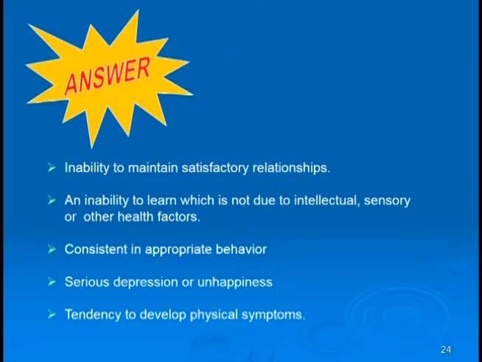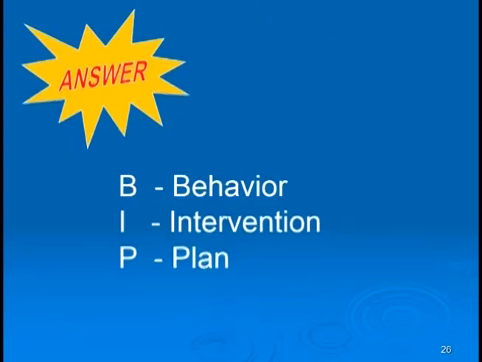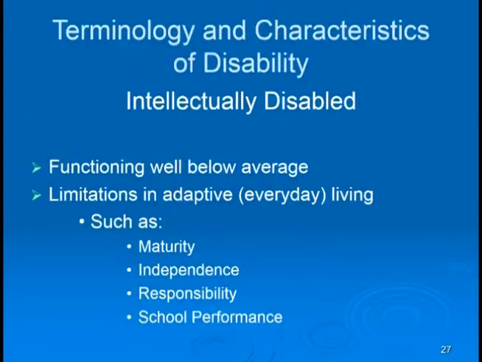Answer includes inability to maintain satisfactory relationships, an inability to learn, which is not due to intellectual, sensory, or other health factors. They are consistent in their inappropriate behaviors. They have serious depression or unhappiness, or a tendency to develop physical symptoms. What is BIP? The answer is Behavior Intervention Plan.